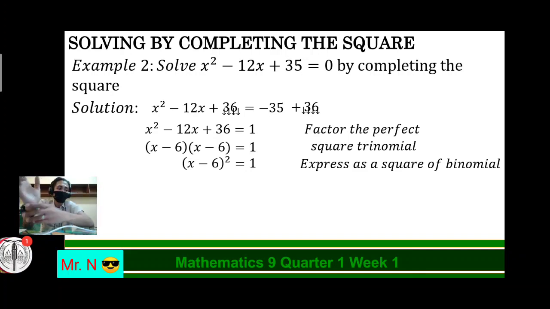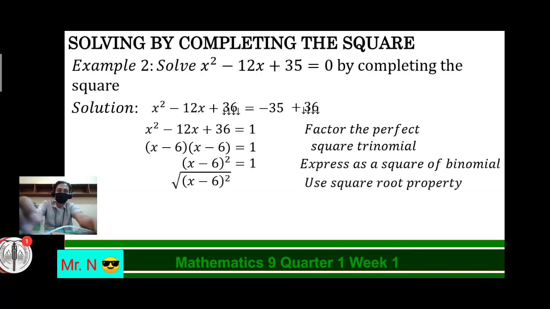So, this time, we're just going to apply the square root property. In that case, we're going to square root both sides of the equation. So, square root of quantity x minus 6 raised to 2 is equals to the square root of 1. And then simplify, we can just easily cancel out the radical sign and the exponent, right? So, square root niya is x minus 6. And then, the square root of 1 could be positive or negative 1.